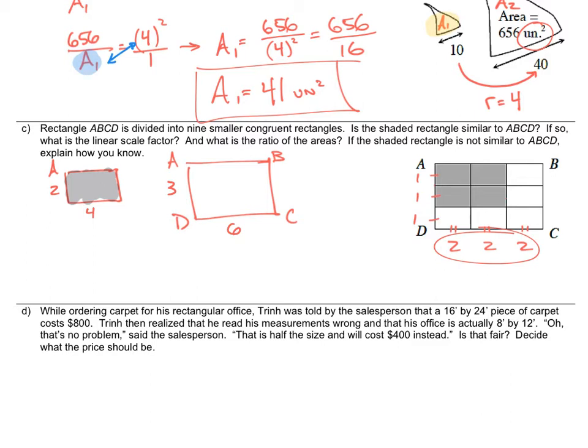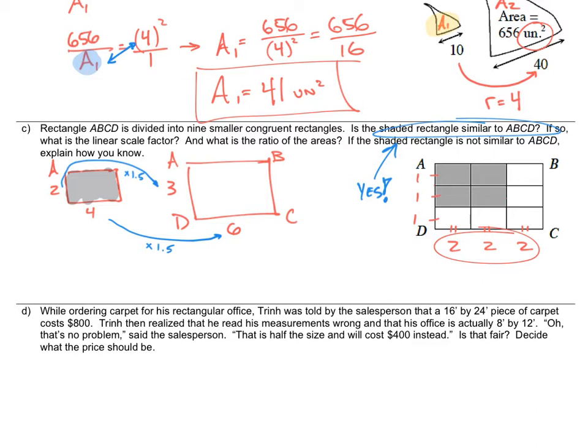Well, certainly they're both rectangles, but let's check the ratios. To get from 4 to 6, it's times 1.5. To get from 2 to 3, it's also times 1.5. So the answer to the question, is the shaded rectangle similar to rectangle ABCD? The answer to that is yes.